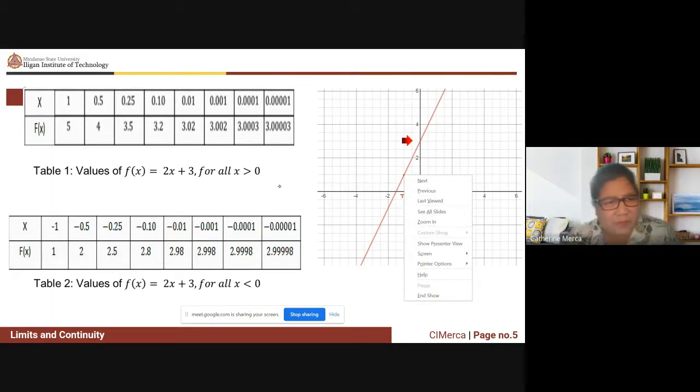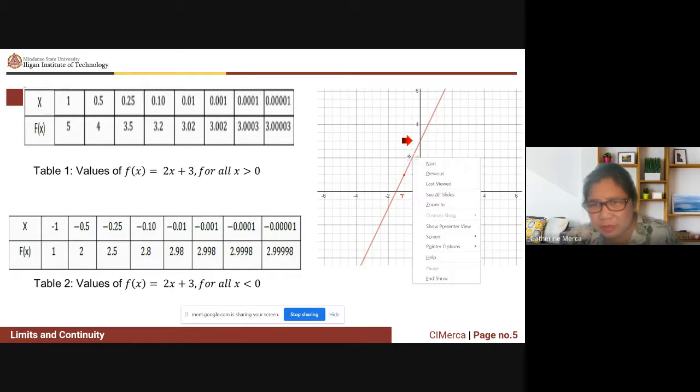At x = -0.5, the value is 2. Here it is, -0.5, right here. So the value is this, 2. And what happens now when x is equal to -0.25?